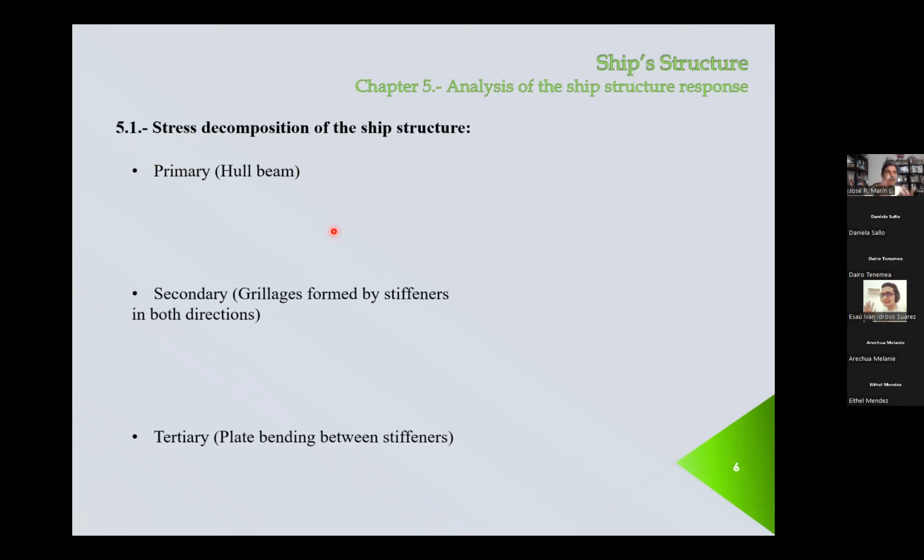So for example, you see a plan of a ship, and you see that this is something very long compared with the depth or the width of the beam. So something very long, that's a beam. So what we do is, let's consider first that the hull is a beam. And that's what we call the primary behavior of the ship hull.